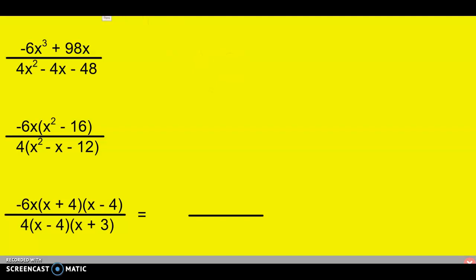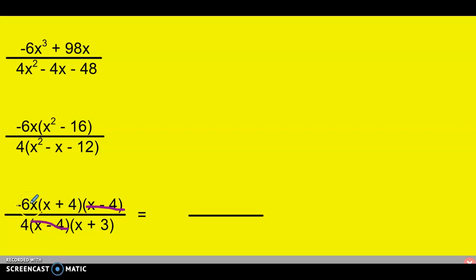The first phase of our answer is going to come from doing the reducing portion here. I see I have an x minus 4 on the bottom and an x minus 4 on the top. That's a common factor that can be divided out. The x plus 3 has nothing in common, so it's going to stay in my answer. X plus 4 has nothing in common, so it's going to stay in the answer.